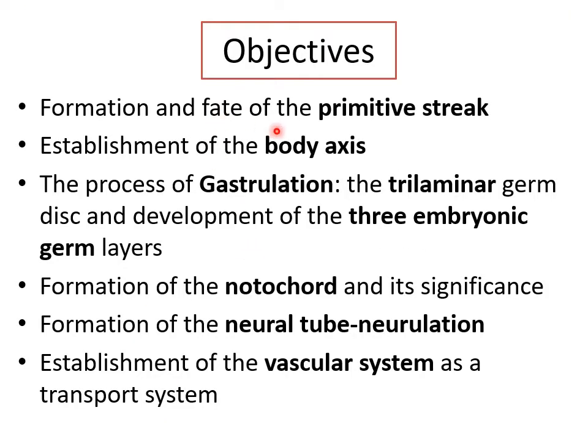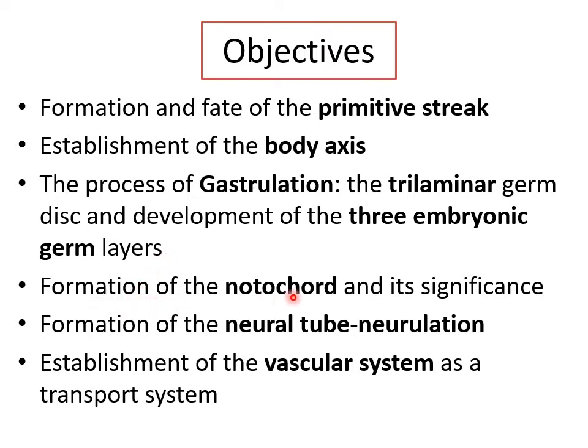So these are the objectives for the lecture. We are going to see what is this primitive streak and its function, how it's essential for the process of gastrulation and how it establishes the body axis. And in gastrulation, we will see how the bilaminar germ disc becomes a trilaminar germ disc and the three embryonic germ layers, that is the ectoderm, mesoderm, and endoderm, are formed, and what is their fate will be seen in the next class.